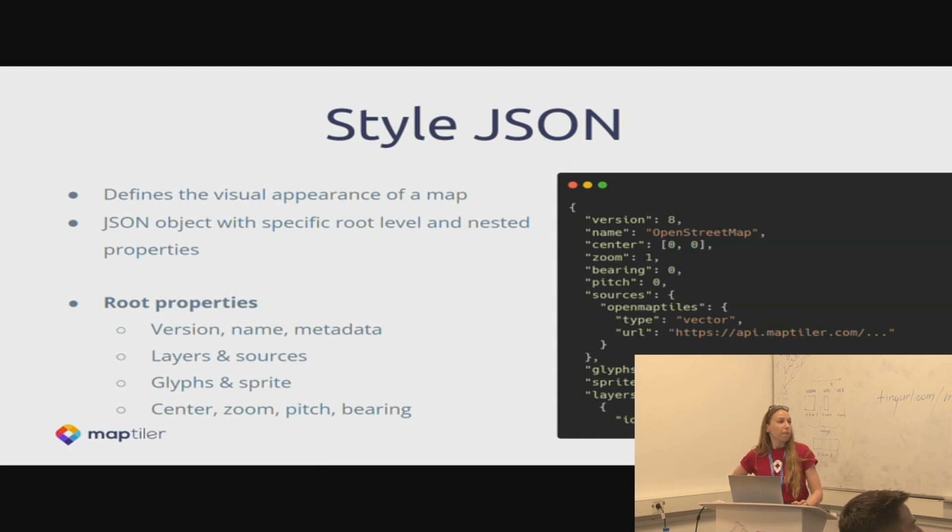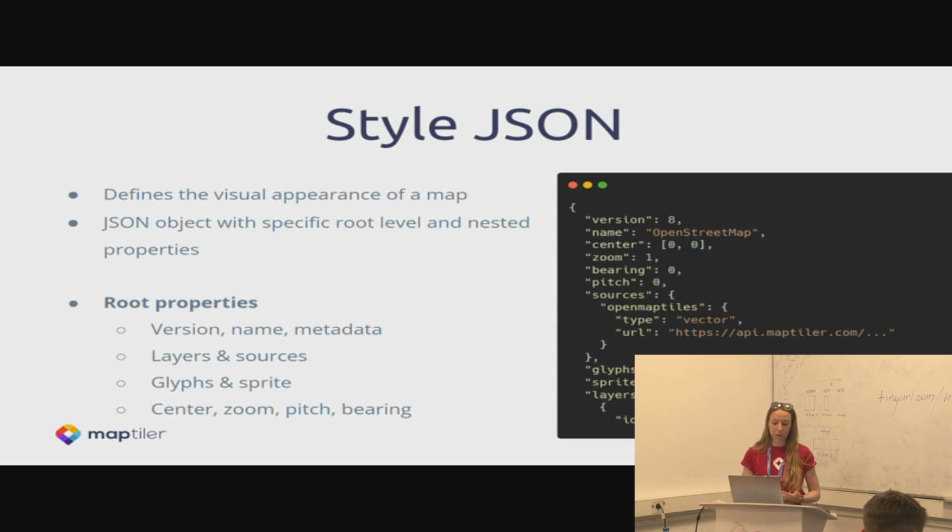What defines the visual appearance of a vector tiles map is the style JSON. This is an open source format. It's a typical JSON object with some specific root level and nested properties. I forgot to mention, but if you don't see the code snippet properly, you can also open the presentation at this URL. About the root properties: some of them don't have anything to do with the visual appearance of a map, such as version, name, and metadata, but these are important for information.